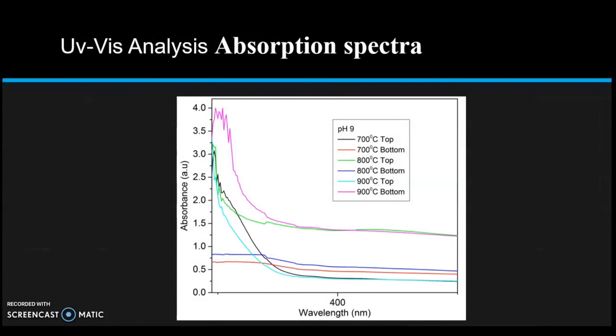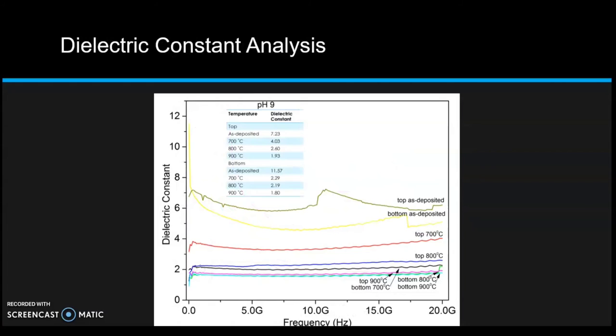And next is the UV-vis analysis, absorption spectra. The absorbance spectrum can be used to study the interaction of incoming light with the sample substance. So this is the dielectric constant analysis, where it provides direct real and imaginary permittivity measurement as a function of temperature and frequency. The dielectric constant is the actual permittivity. So this is for the top and bottom layer and for different temperatures.